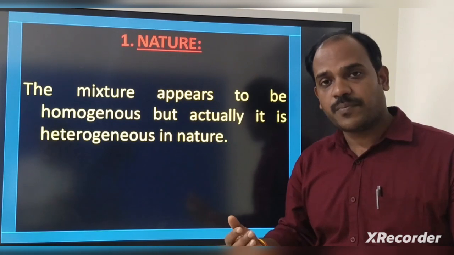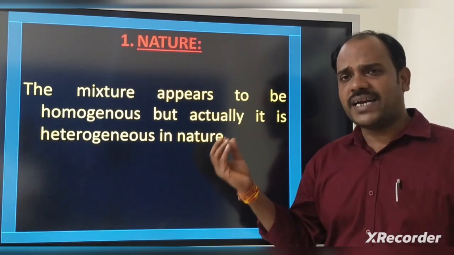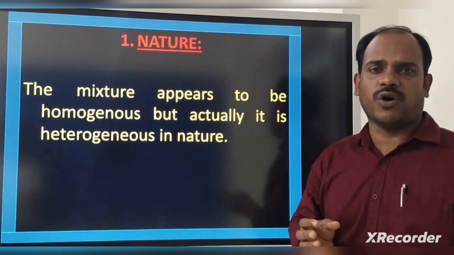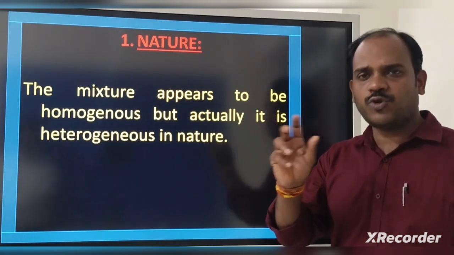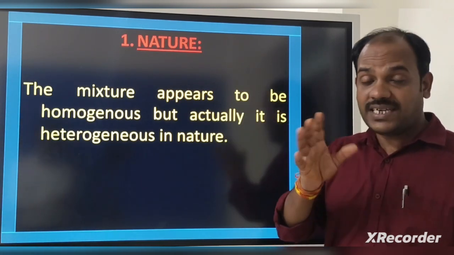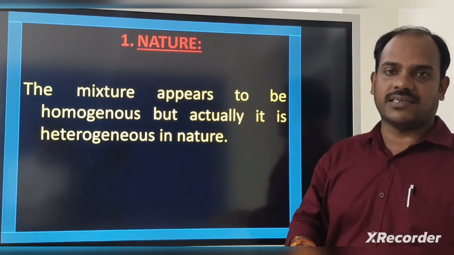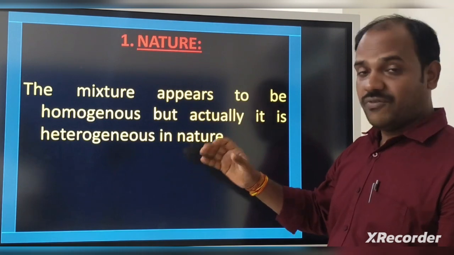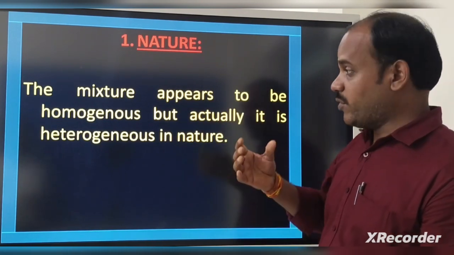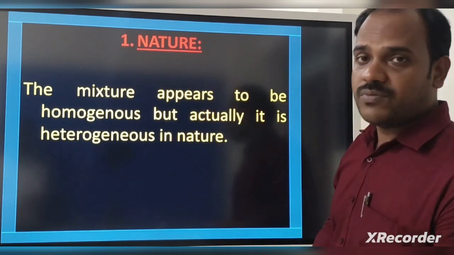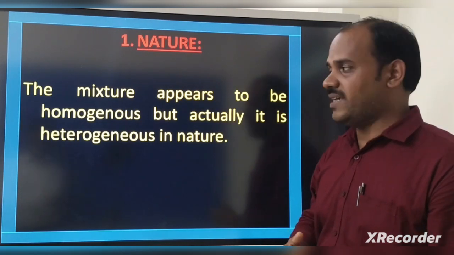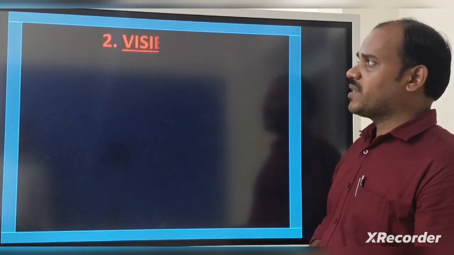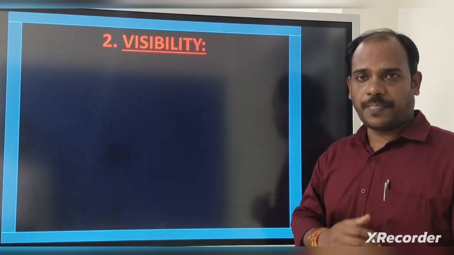So dear students, since the particles of colloidal solution are very small, it seems to be homogeneous. You can't see the particles separately, so it seems to be homogeneous, but actually we will study some more properties which will prove the nature of the colloidal solution. This is heterogeneous.